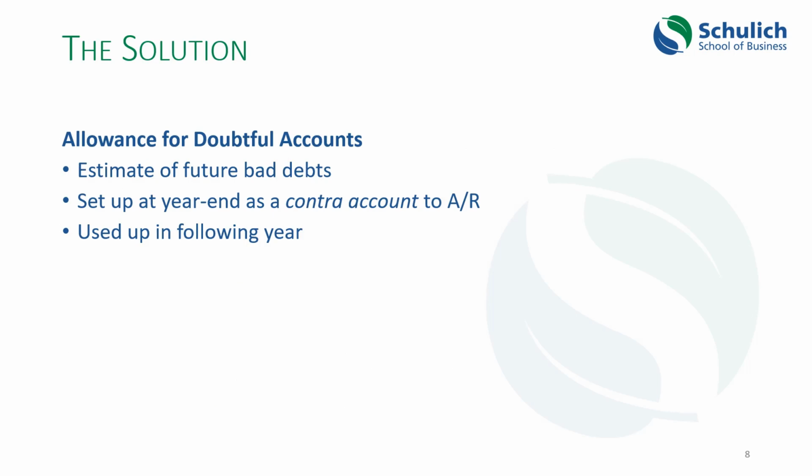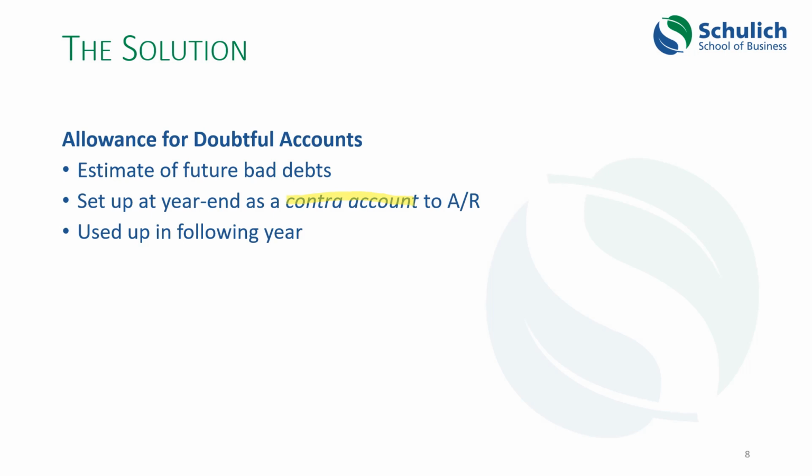The allowance for doubtful accounts is an estimate of the future bad debts based on the sales that have taken place to this date. So it's set up at the year end as a contra account to accounts receivable. What this means is that the amount shown on the balance sheet for the current asset of accounts receivable is the net of the face amount of the accounts receivable and the allowance for doubtful accounts. So that solves the problem of the accounts receivable being overstated.